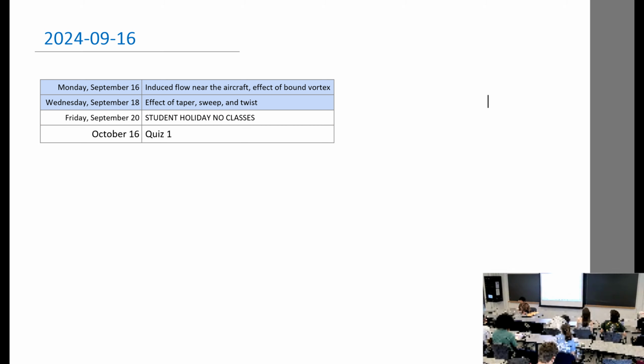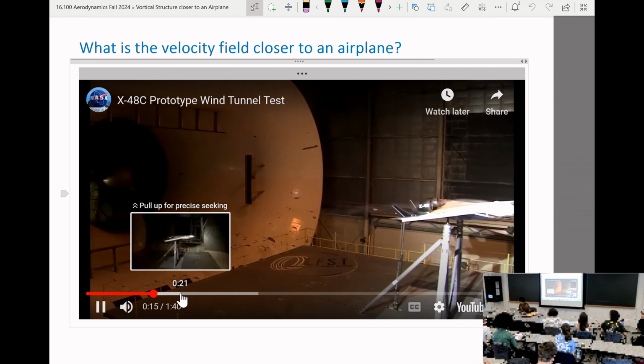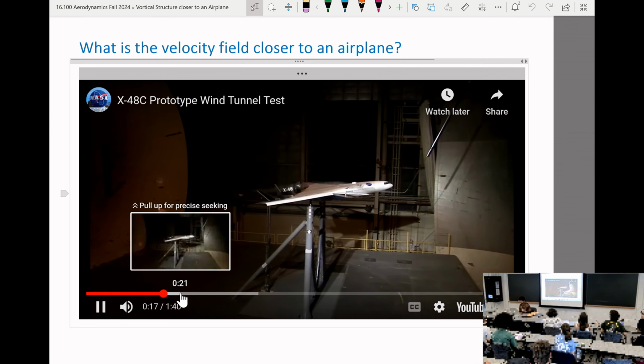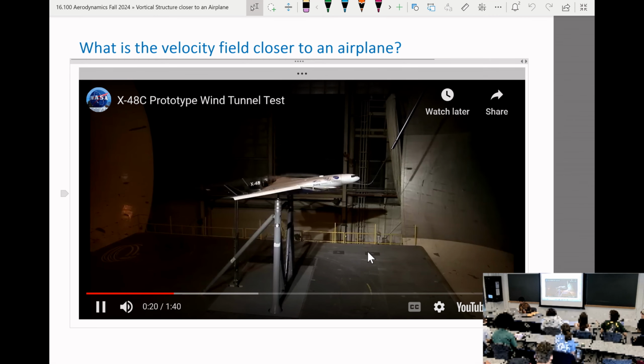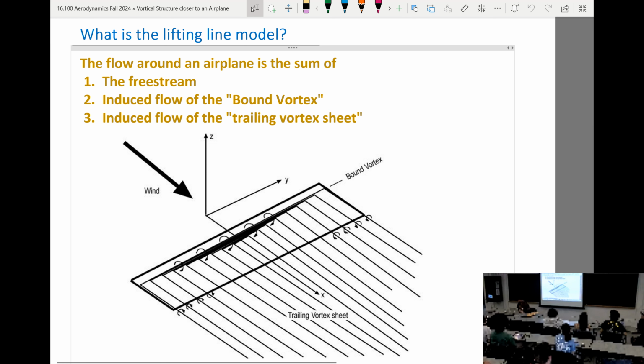Okay, so let's remind ourselves of what we'll be looking at today and on Wednesday. If you look closely at the flow visualization on an airplane, you're going to see that the flow near the airplane is significantly different from the flow in the wake. Here you can see the air moves upwards before it turns around and moves downwards, right? This is the kind of thing we'll be studying today.